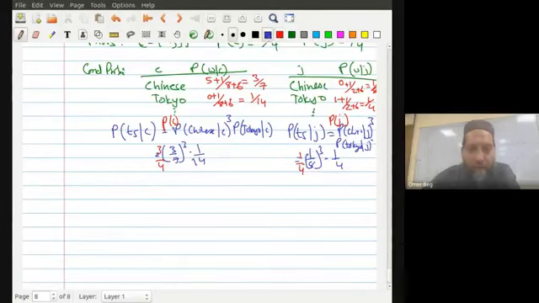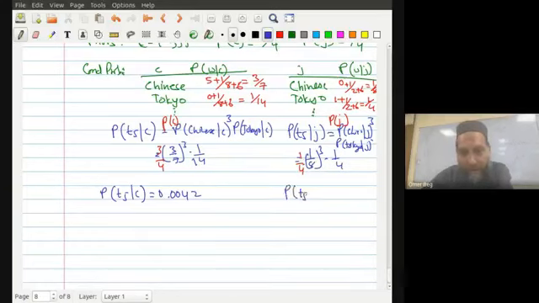So that brings us to the probability of T5 given C is equal to, as I have computed, 0.0042. You can verify it. Then T5 given Japanese is a small number, 0.00012, let's say. It's a very small number.